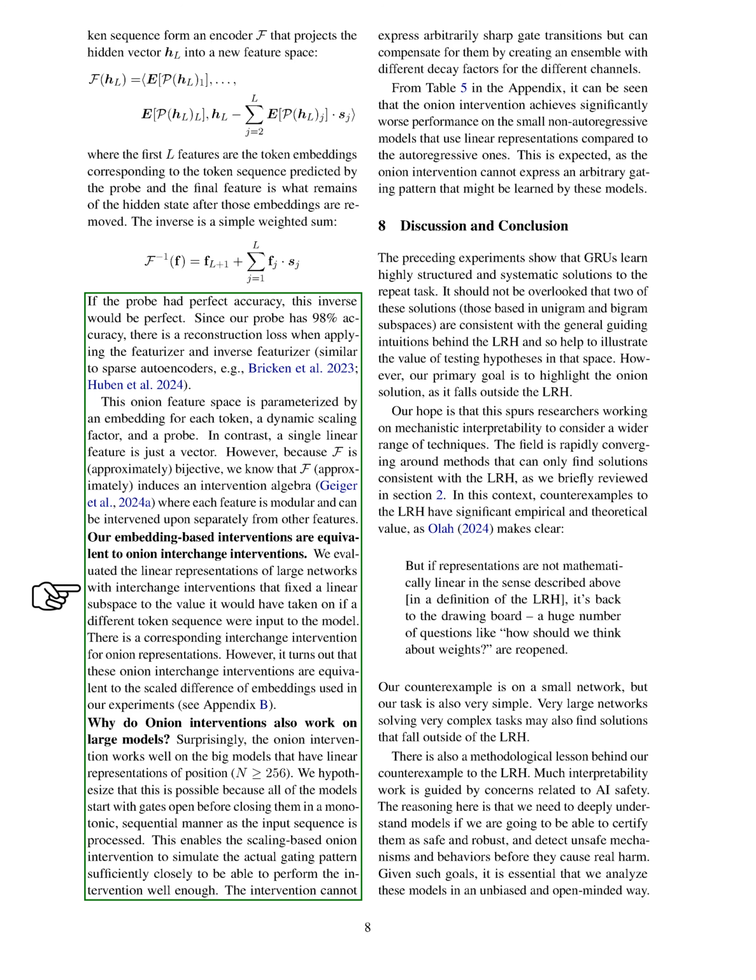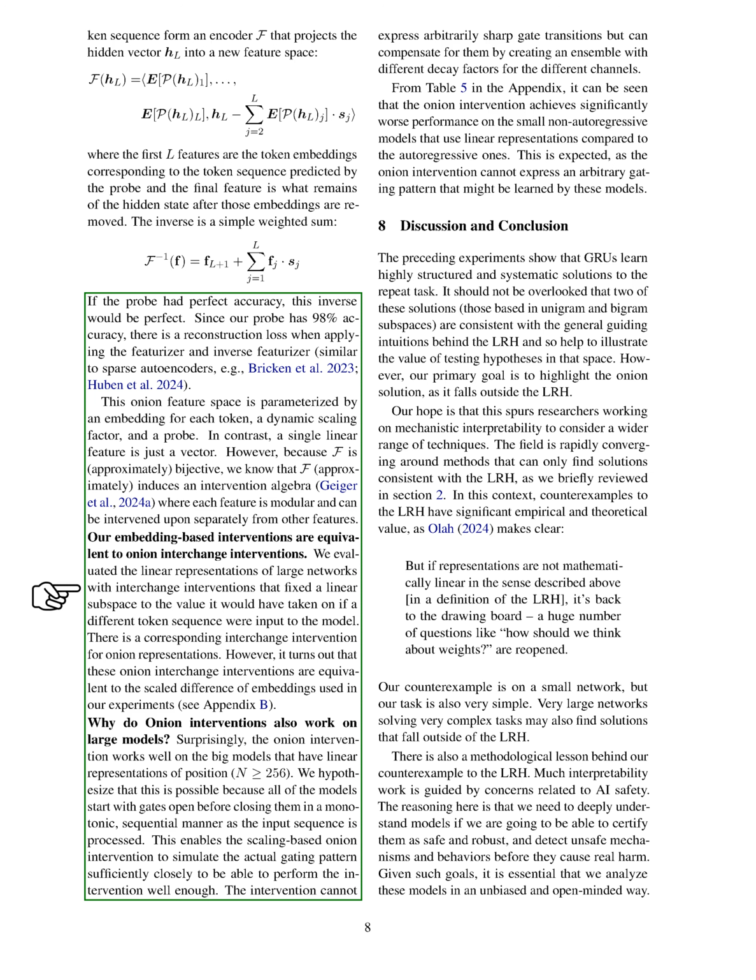Interestingly, we found that these onion interchange interventions are equivalent to the scaled difference of embeddings we used in our experiments. We also explore why onion interventions are effective on large models. We were surprised to find that the onion intervention performs well on large models with linear representations of position, specifically when the size is greater than or equal to 256.